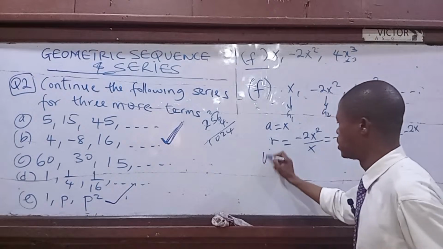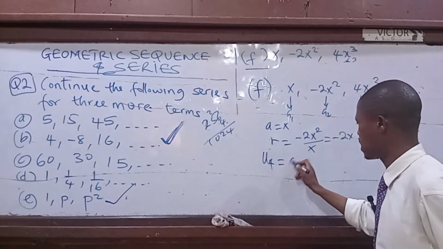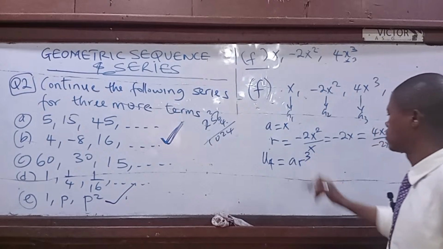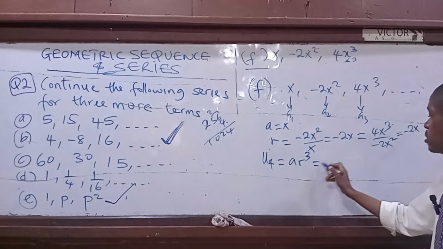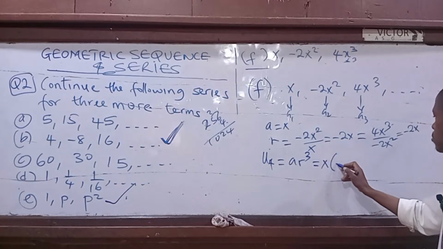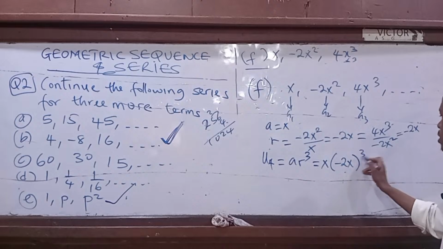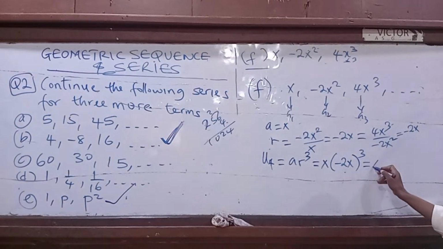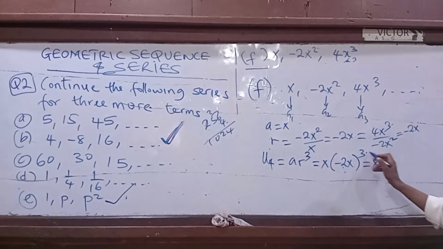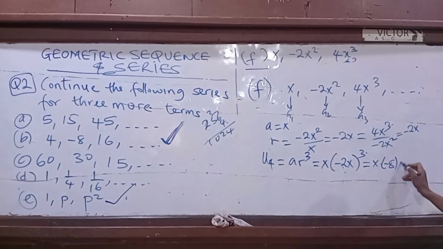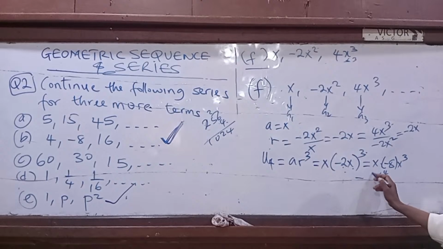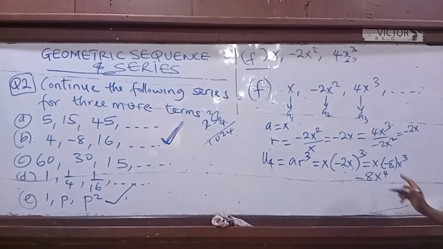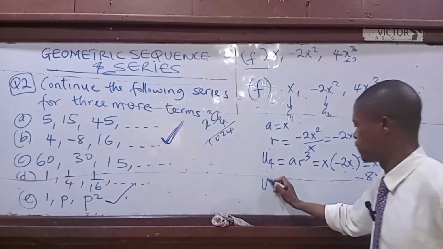And that will be U4. We need the fourth term. That's AR to the power 3. You follow the formula. My A is x, my R is minus 2x to the power 3. And that's equal to x times minus 2 to the power 3, which is minus 8, and then x cubed. So that will be x to the power 4. That will be minus 8x to the power 4.